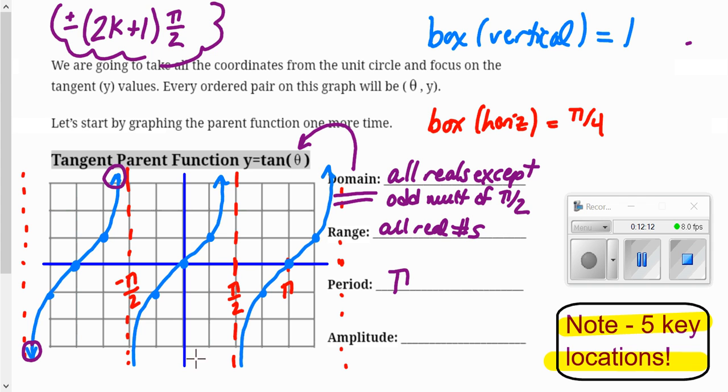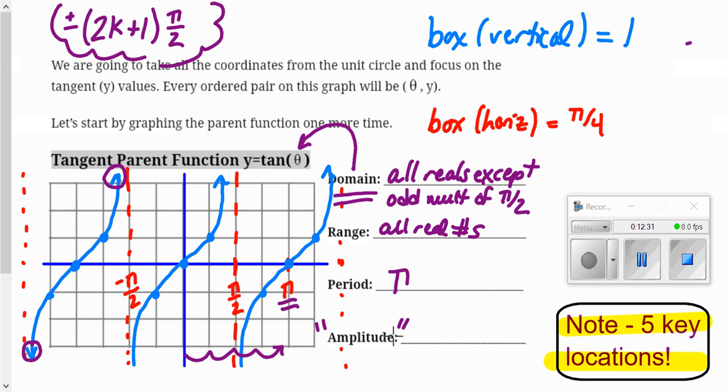If you look at your graph here, on my graph, I have 1, 2, 3, 4 boxes to get to pi. And you can see that if you take any chunk of 4 boxes and just slide it over 4 boxes, it matches up with itself. That's the period.